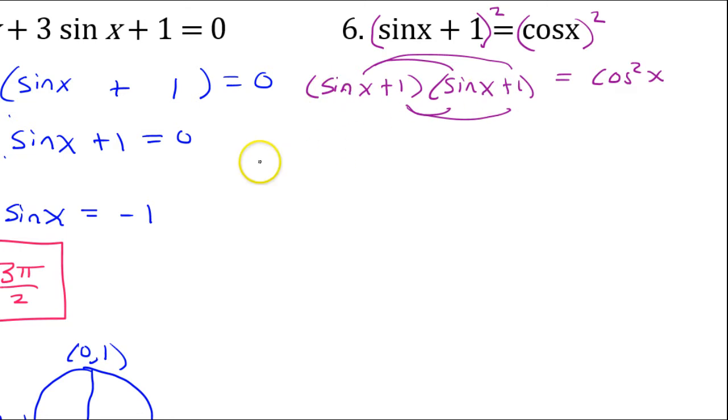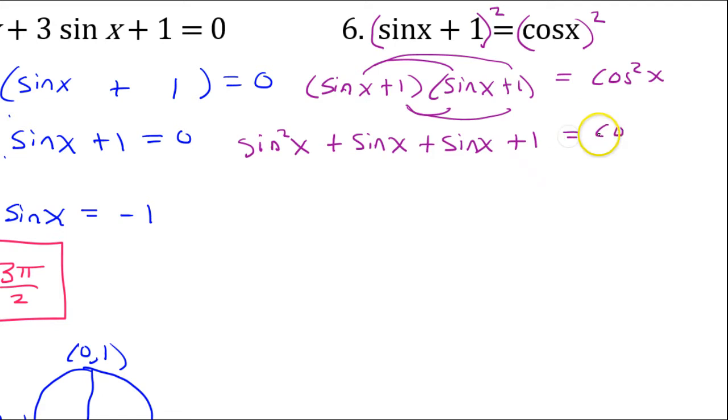So sine x times sine x, that's going to give me sine squared x. Sine x times 1 is sine x. 1 times sine x is another sine x. And 1 times 1 is 1. And that equals cosine squared x. Like terms right here, so I have sine squared x plus 2 sine x plus 1 equals.